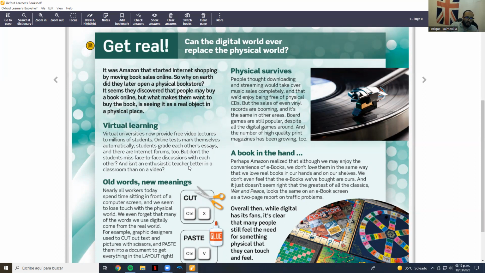Virtual learning universities. Virtual universities now provide free video lectures to millions of students. Online tests mark themselves automatically. Now this is like a free video class. The students grade each other's essays, and there are internet forums too. But don't the students miss face-to-face discussion with each other? Isn't an enthusiastic teacher better in a classroom than on video?